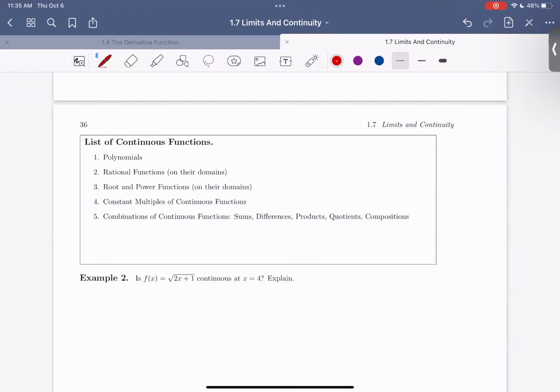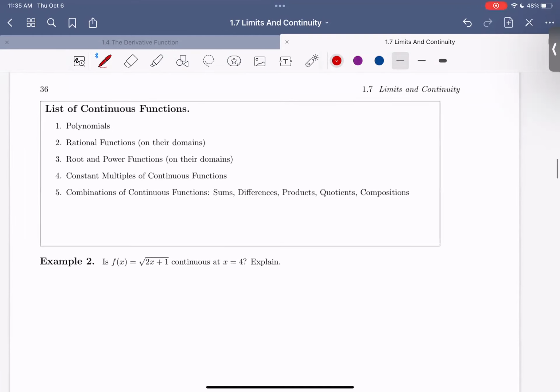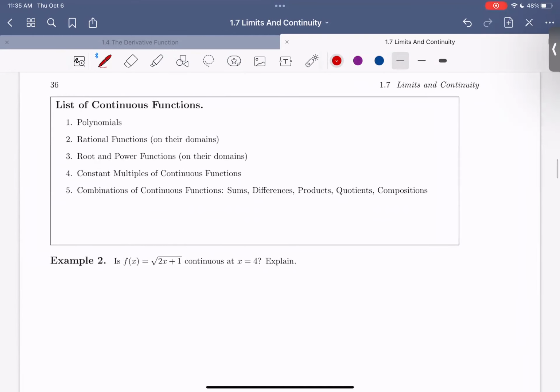Everyone. In this video, we're going to continue our notes on section 1.7 on limits and continuity. So let's first look at this box on the top of our page 36. Here we have a list of continuous functions. So far in your math career, or maybe you've heard this term before, there are various families of functions. Some of those families include things like polynomials.